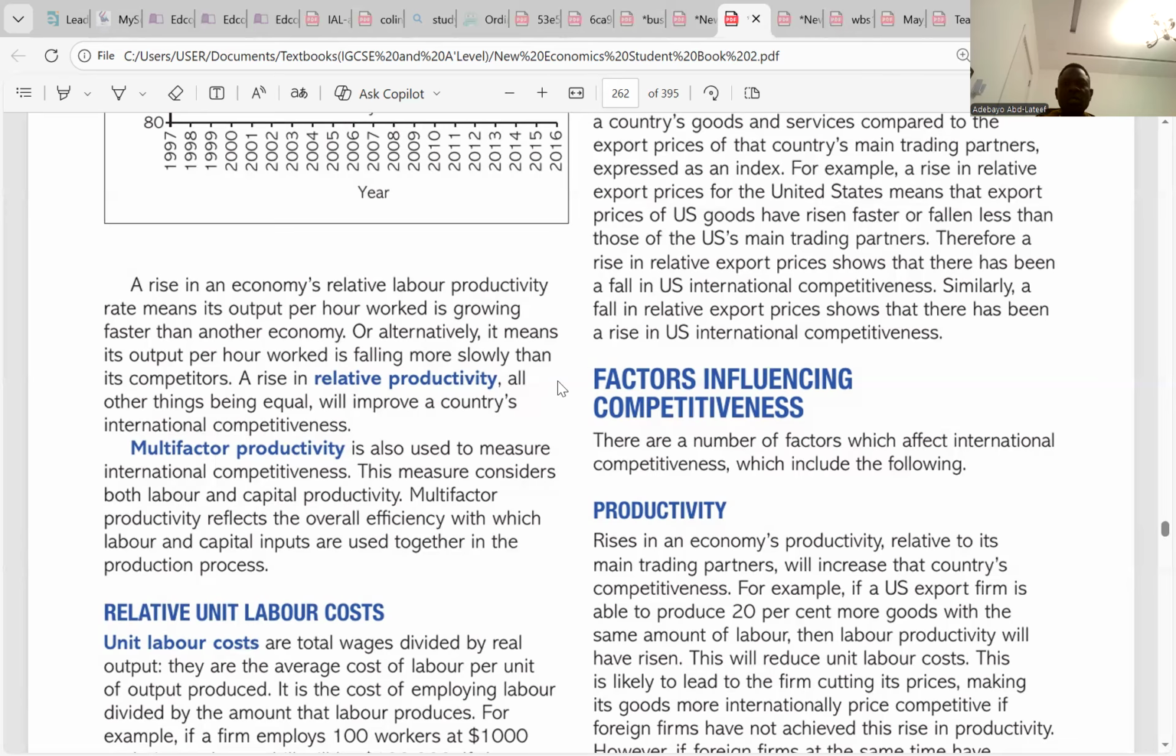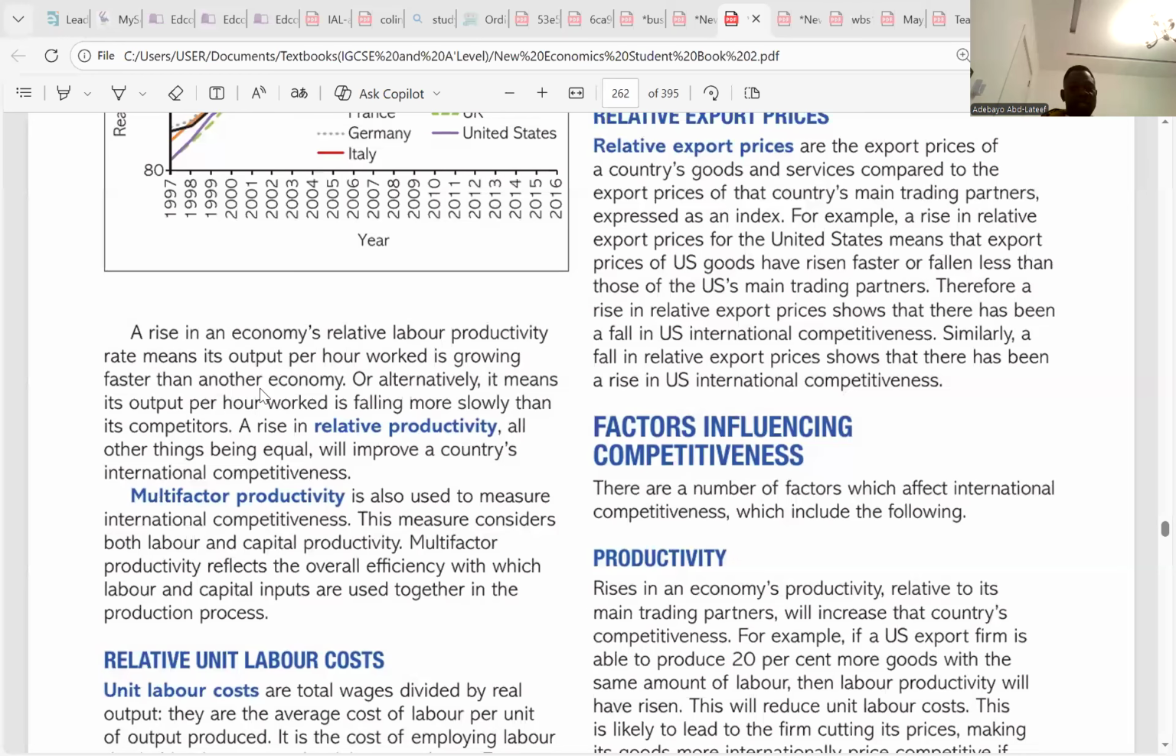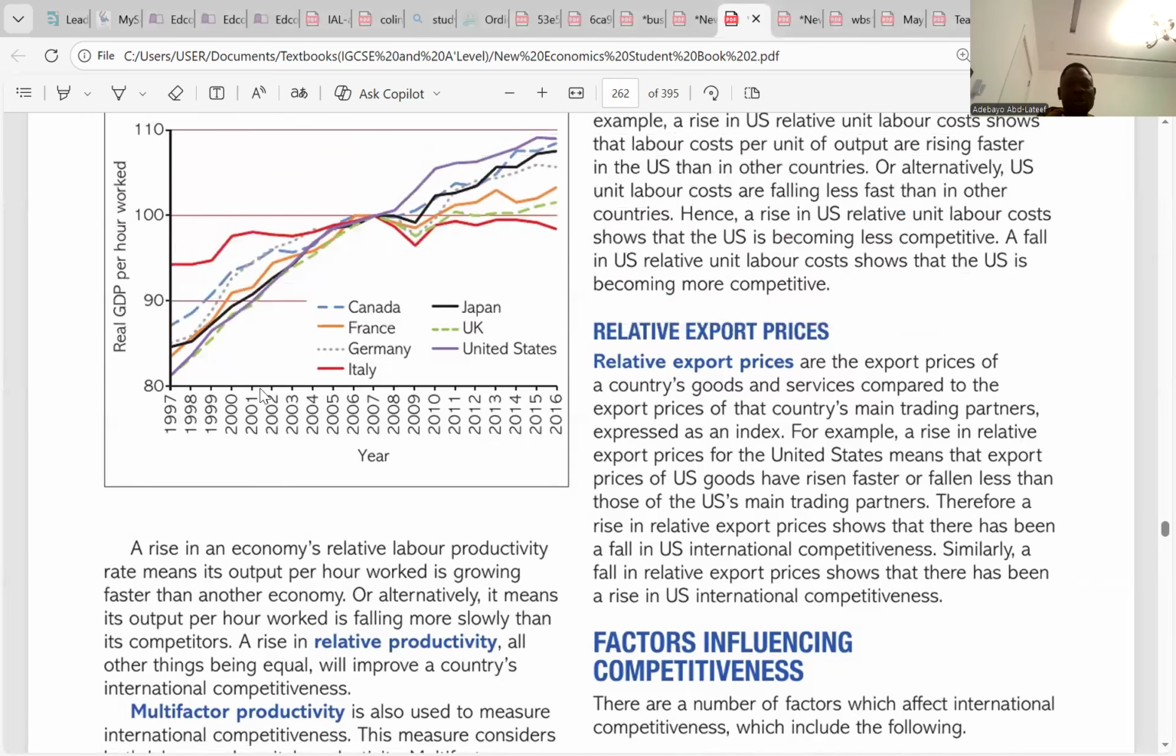So let's go to multi-factor productivity. For multi-factor productivity, it combines both capital and labor productivity. So let's read further. They say multi-factor productivity is also used to measure international competitiveness. These measures consider both labor and capital productivity. Multi-factor productivity reflects the overall efficiency with which labor and capital inputs are used together in the production process. So we are combining both labor and capital productivity to measure efficiency, which can be a measure of international competitiveness.